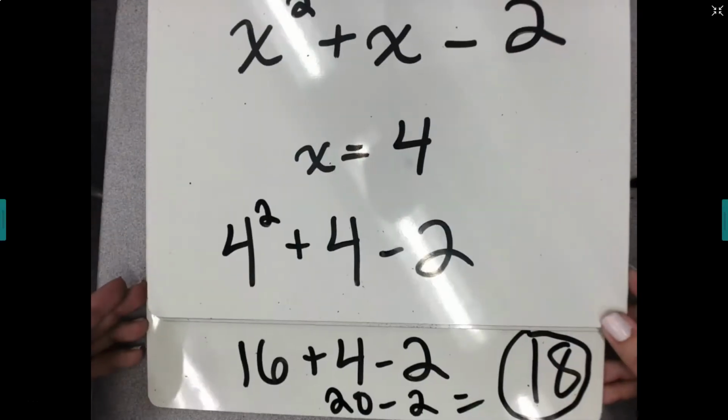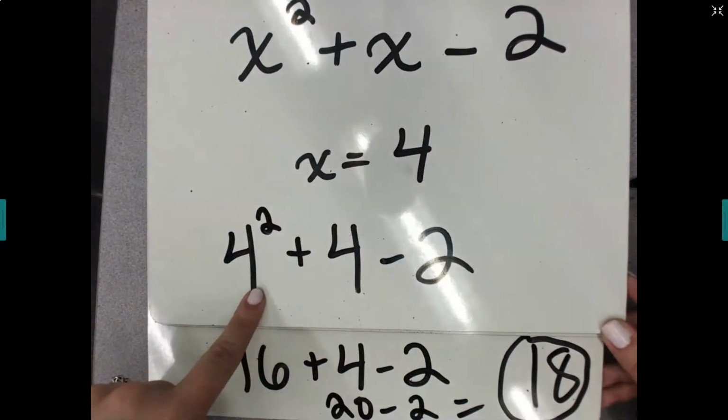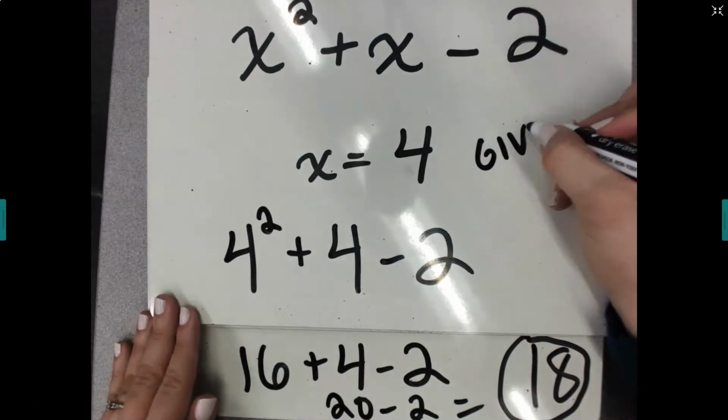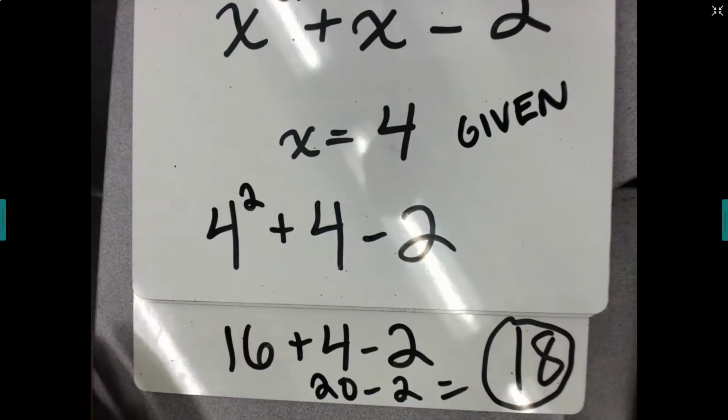Okay, here's my original expression again. x squared plus x minus 2. I've put 4 in every time I saw an x. This was given to me in the problem. I did not make that up off the top of my head. Given to me in the problem, I substituted my value, and evaluated the expression.